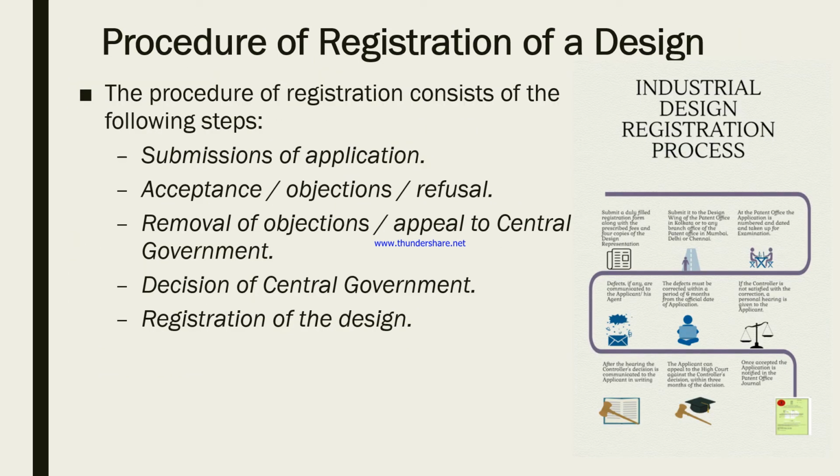Let us come to the procedure of registration of a design. The procedure for registration consists of the following steps. First is submission of the application, then acceptance. If there are any objections, it can be refused or accepted. Removal of objections, appeal to central government, then decision of the central government, and registration of design. So this is how the registration of the design takes place.